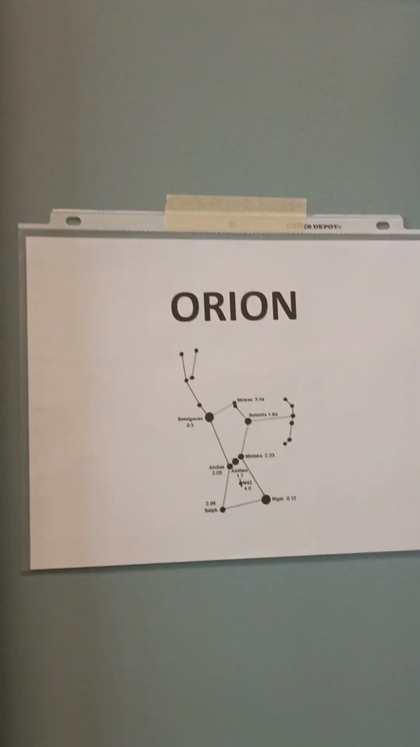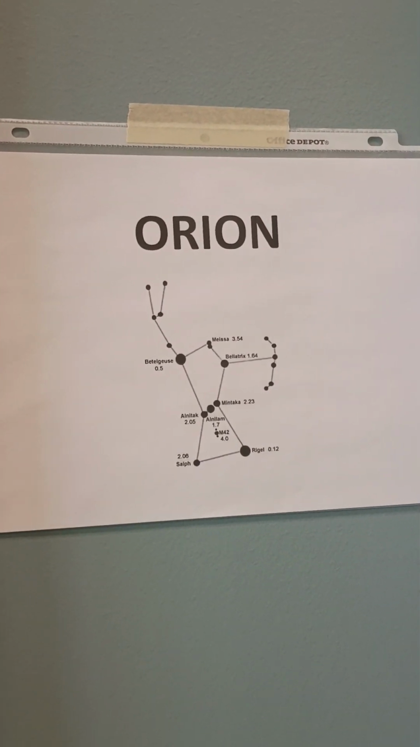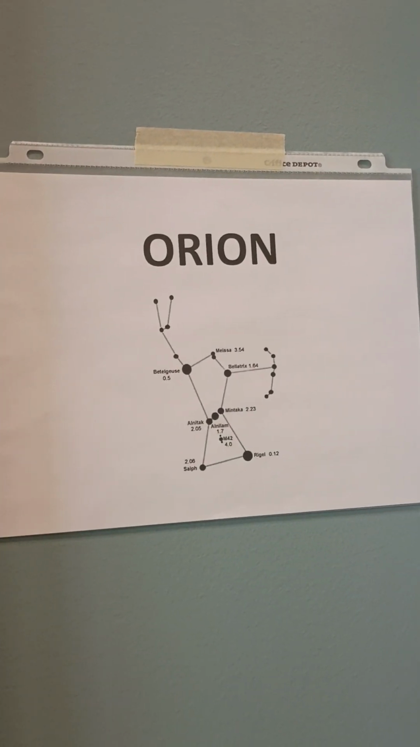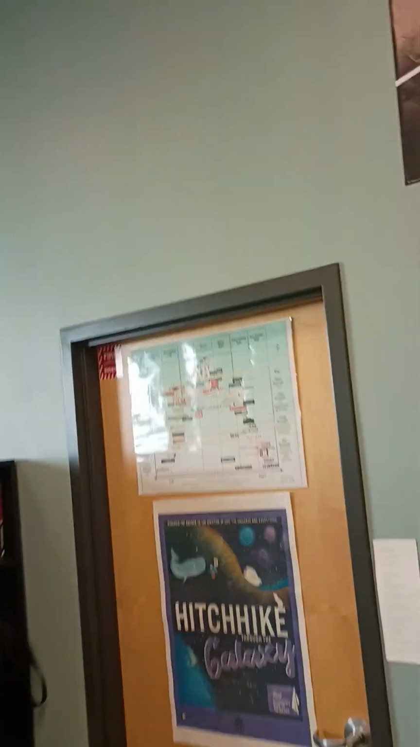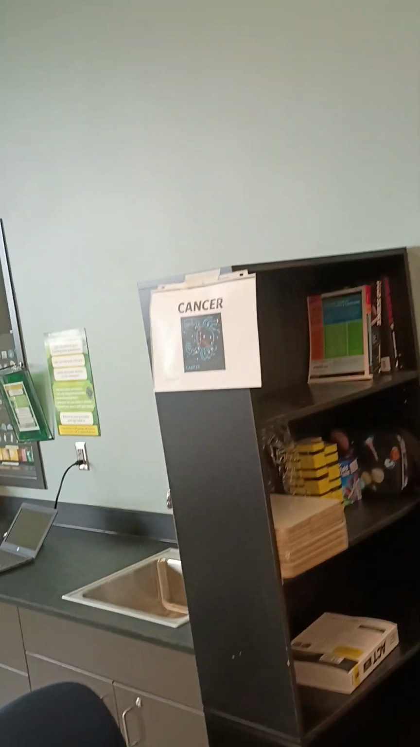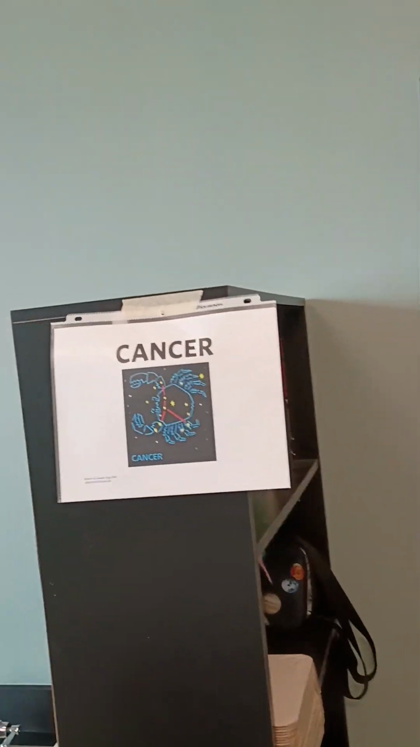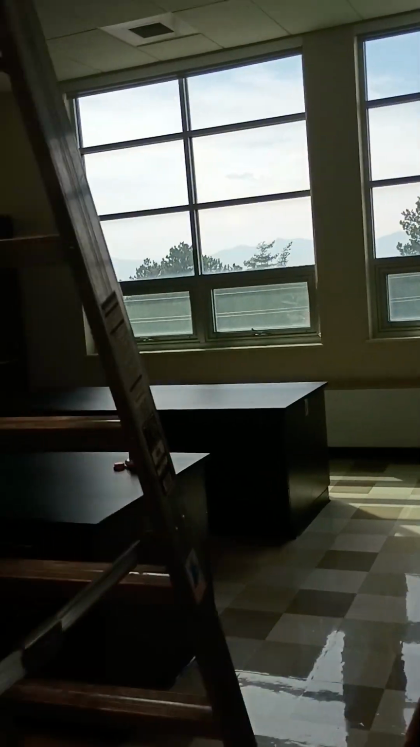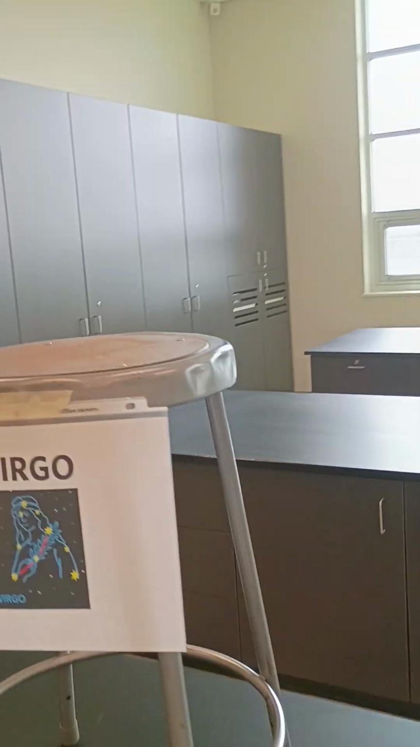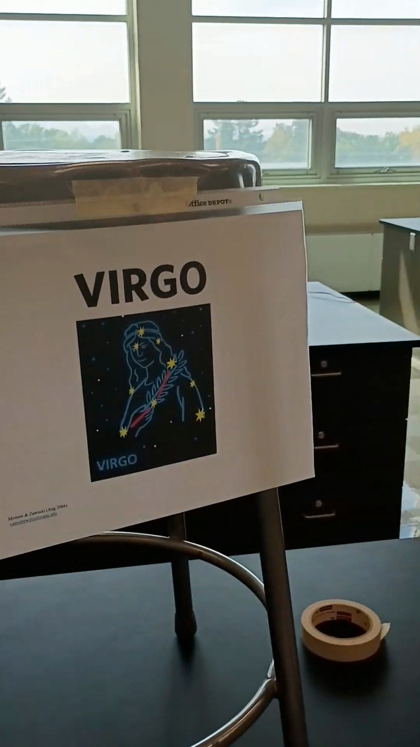And along the way, we will also see Orion, which, unlike the other constellations shown, is not part of the zodiac, but is provided for reference. We've got Gemini. Then over here, we have Cancer and Leo, and that takes us back to Virgo. So, constellations of the zodiac all around the room.